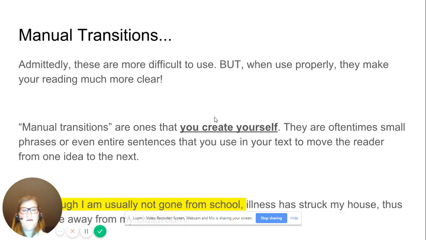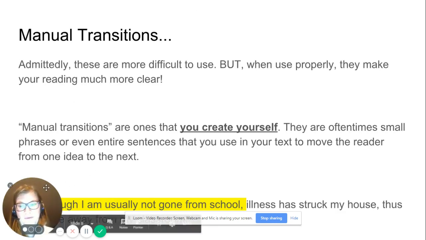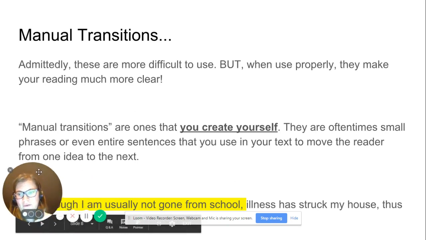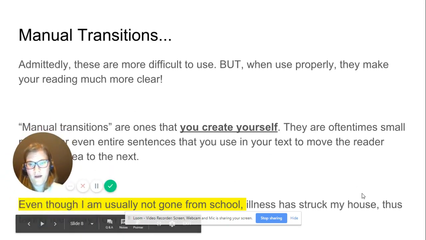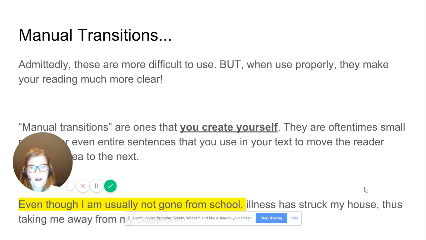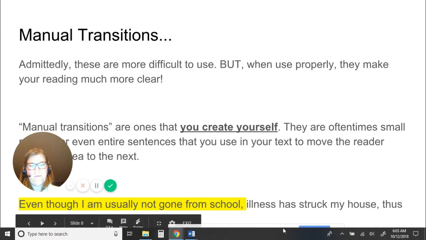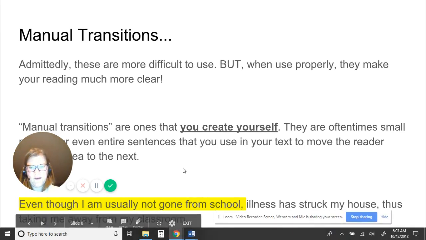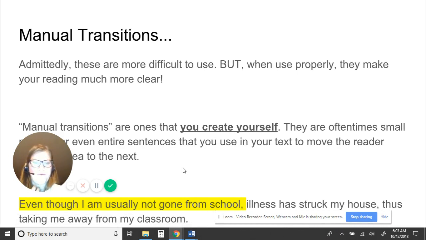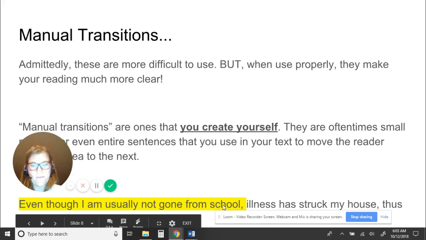Manual transitions are a full phrase, almost like half a sentence. So if you take a look, this right here says, "Even though I am usually not gone from school, illness has struck my house, thus taking me away from work." Is that what that says? It's not, it's "taking me away from my classroom." "Illness has struck my house, even though I am usually not gone from school."